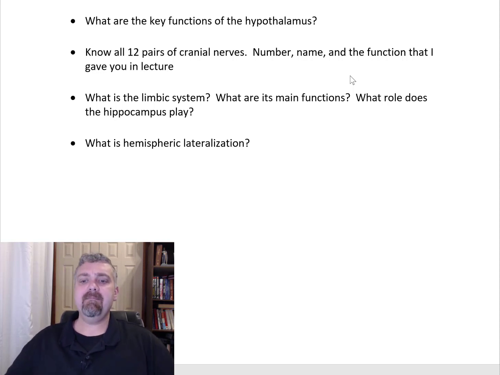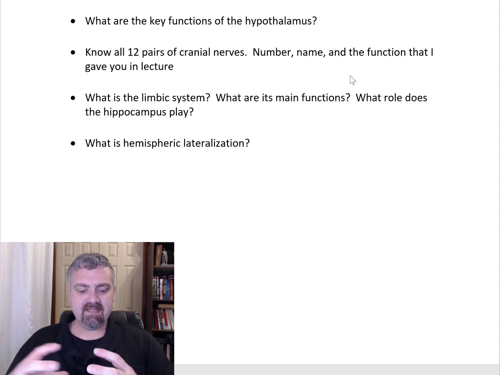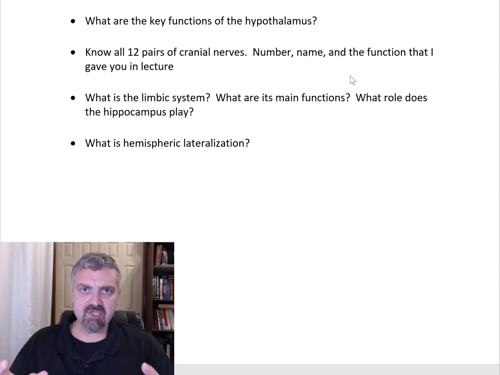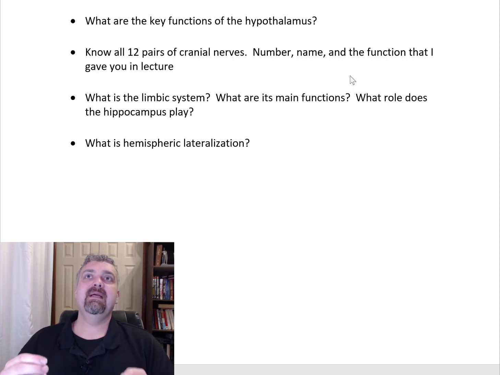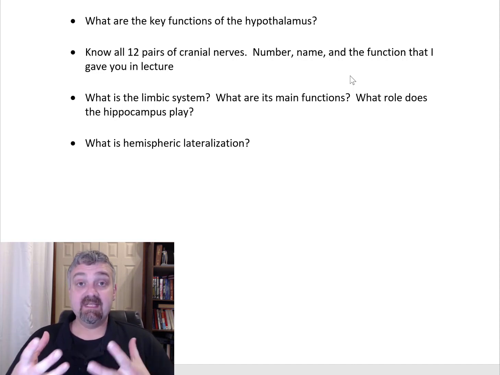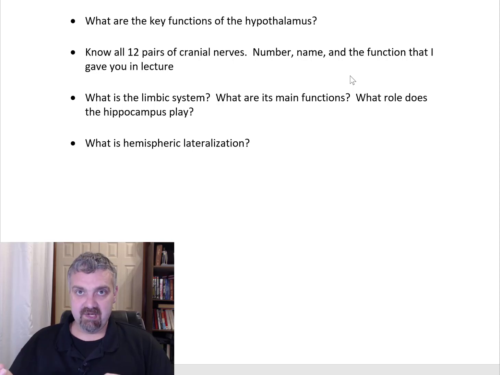What is the limbic system? What are its main functions, and what role does the hippocampus play? The limbic system is really a major player when it comes to emotions. You know, fear and anger we think of a lot, but a lot of emotions are seated here. But the main thing to me is that it plays a big role in linking your consciousness and your subconsciousness. So again, when you're afraid, you will do things that your limbic system wants you to do, but it's not really making you do it. It's urging you to do it.